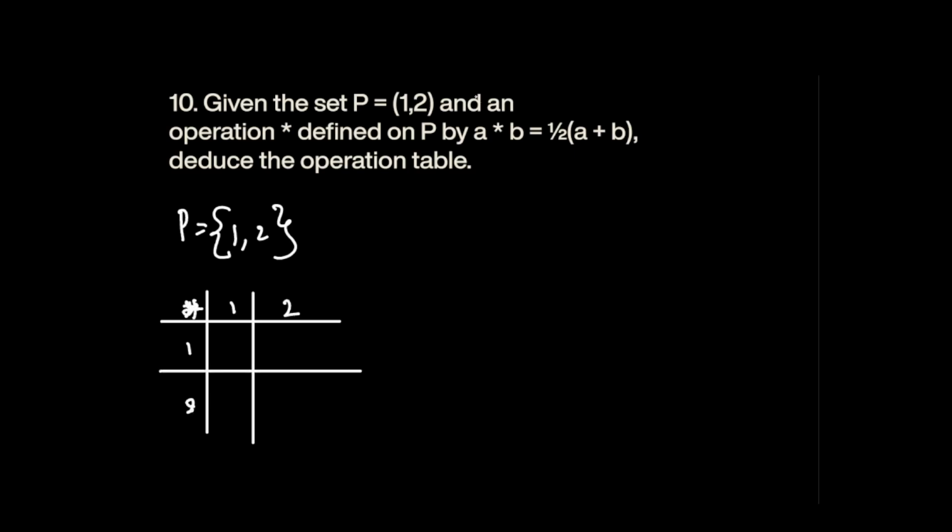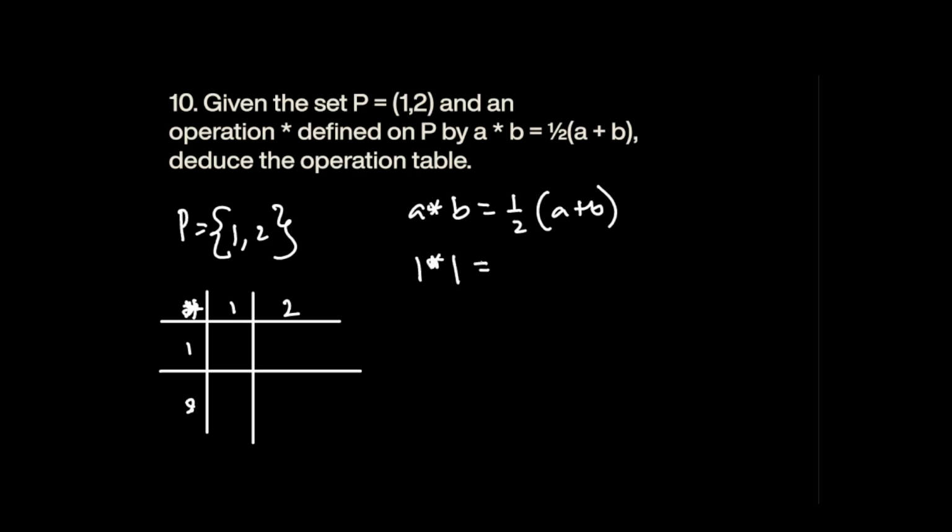All right. So we are told that A operation B. So you have to pay attention here. A operation B is 1 over 2, A plus B. So if I say 1 operation 1, it means A is equivalent to 1 and B is also 1.